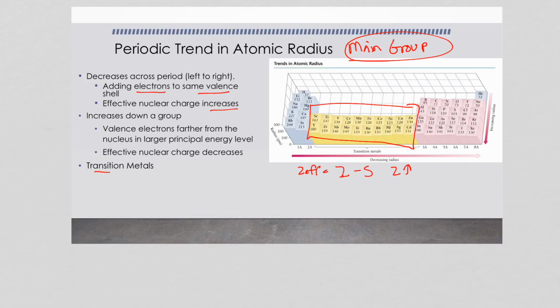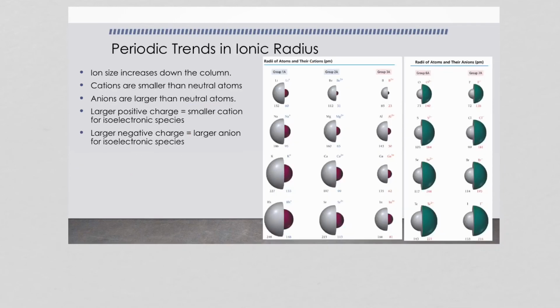Now, as I said, transition metals don't really follow these trends. If you look at them, essentially you do see a little bit of decrease, but especially in the middle of these, you really see very little change, right? So in all practicality, you see a very similar size for a lot of the transition metals across a period. So not a whole lot of activity going on there. So that's basic atomic radius.